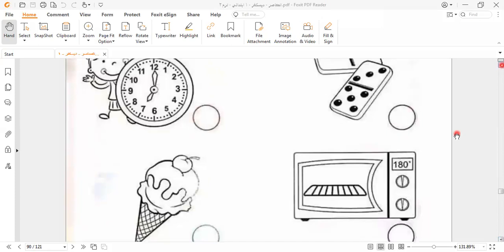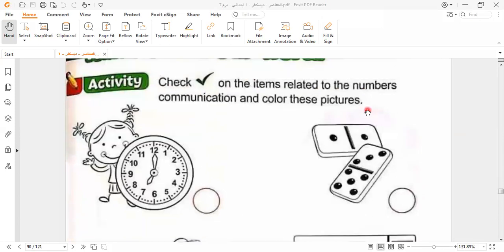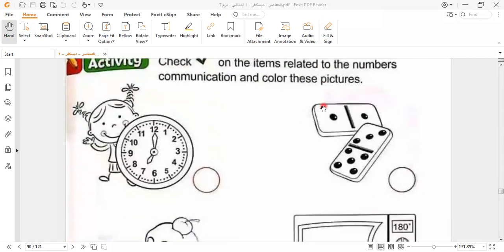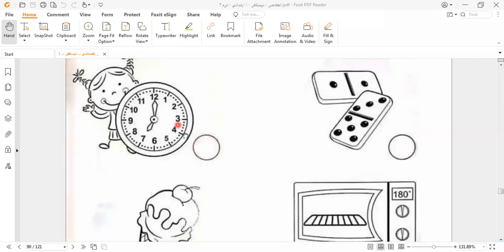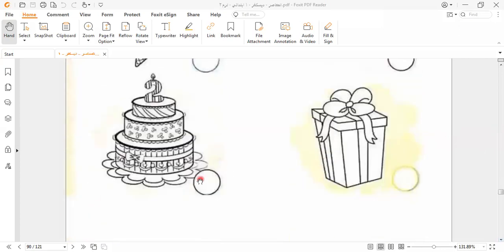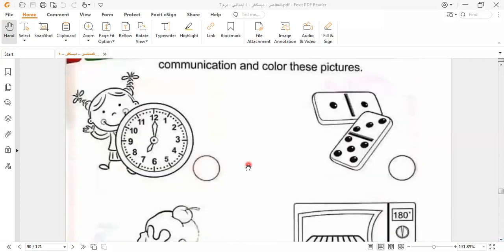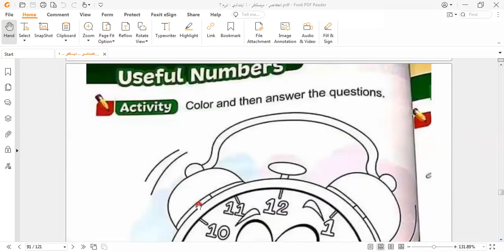Let's go to answer this activity. There is an activity in this chapter: check the items related to numbers, communication, and color the picture. Let's know which one is related to numbers. Is this picture related to numbers? Yes, so I will color it. This one? Yes. This one? Yes. This one? Yes. So how many things do we color? 1, 2, 3, 4. So four things we use to make a number.